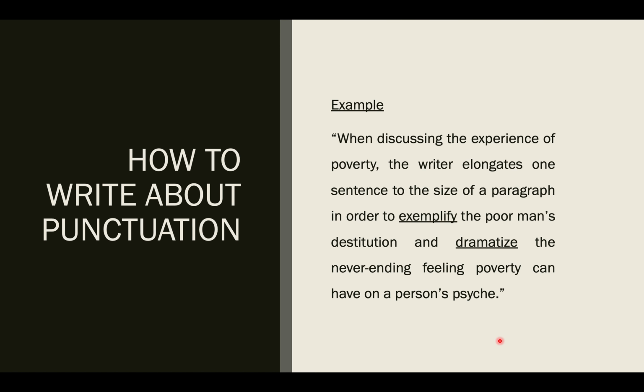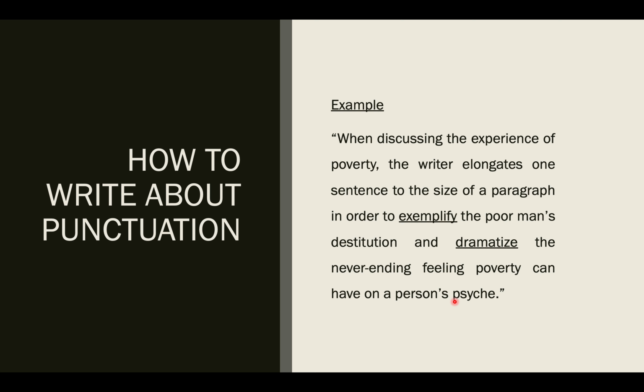So here's how to write about punctuation. When discussing the experience of poverty, the writer elongates one sentence. I am basing this on "The Want of Money." That's one of the FRQs from the College Board. So when discussing the experience of poverty, the writer elongates one sentence to the size of a paragraph, and he does that in order to exemplify the poor man's destitution and dramatize the never-ending feeling poverty can have on a person's psyche.